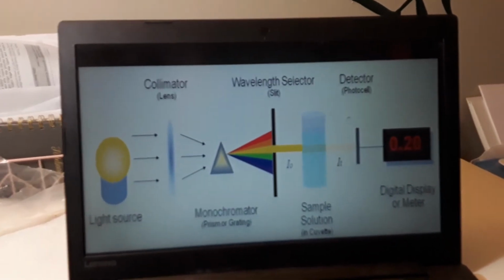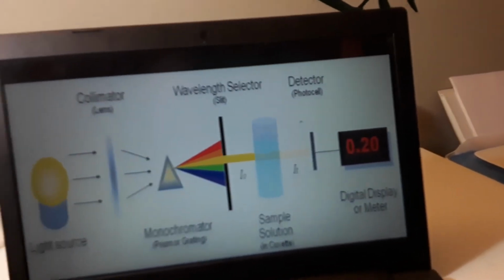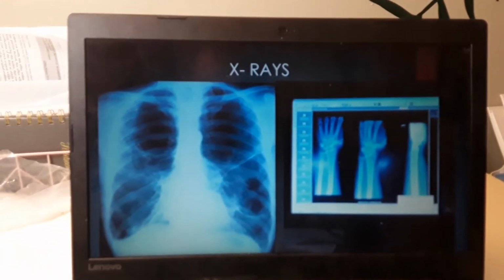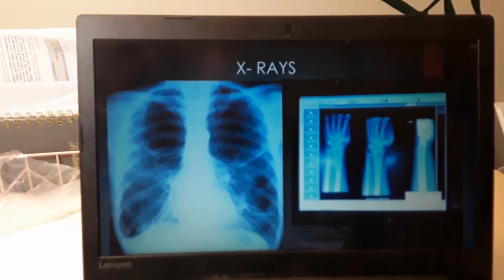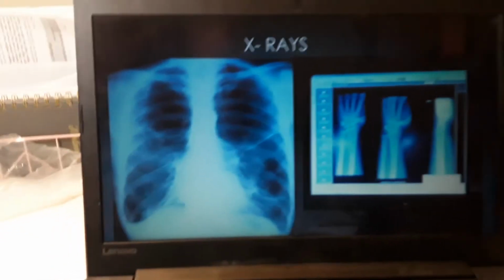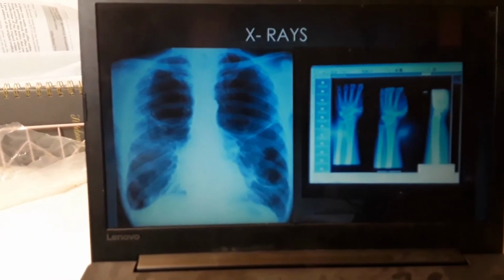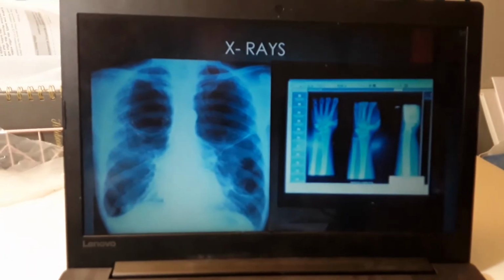Next, we're going to be discussing X-rays. We all recognize X-rays from going to the doctor. Here are some examples of some fractured bones.